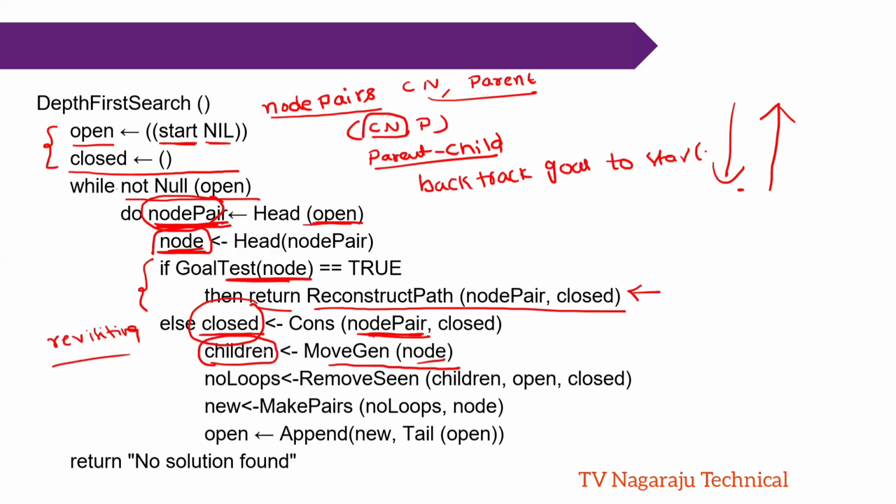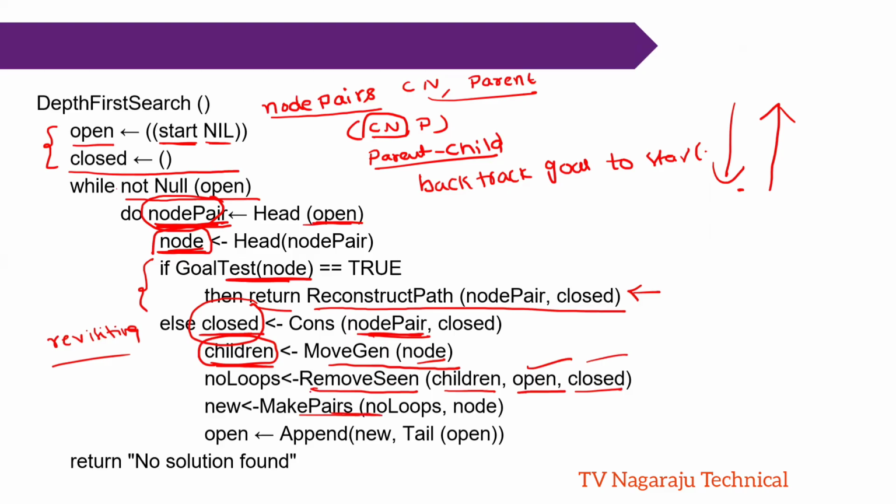And then once the children are generated, we apply remove seen. What happened? The children are checked in open and closed. If any node is present in open and closed, remove that one. Why? Prevention of loops. You need to remove the successors that are already present in open and closed for preventing the loops.